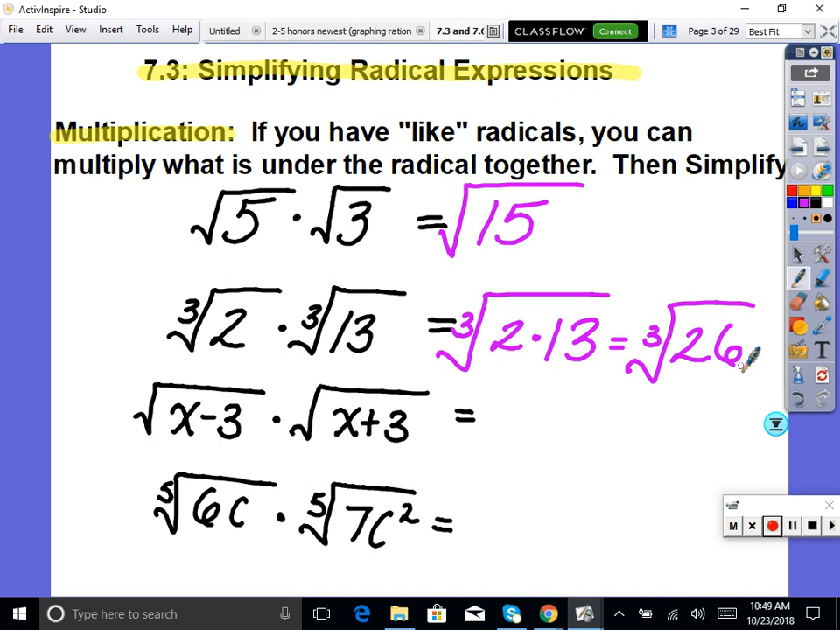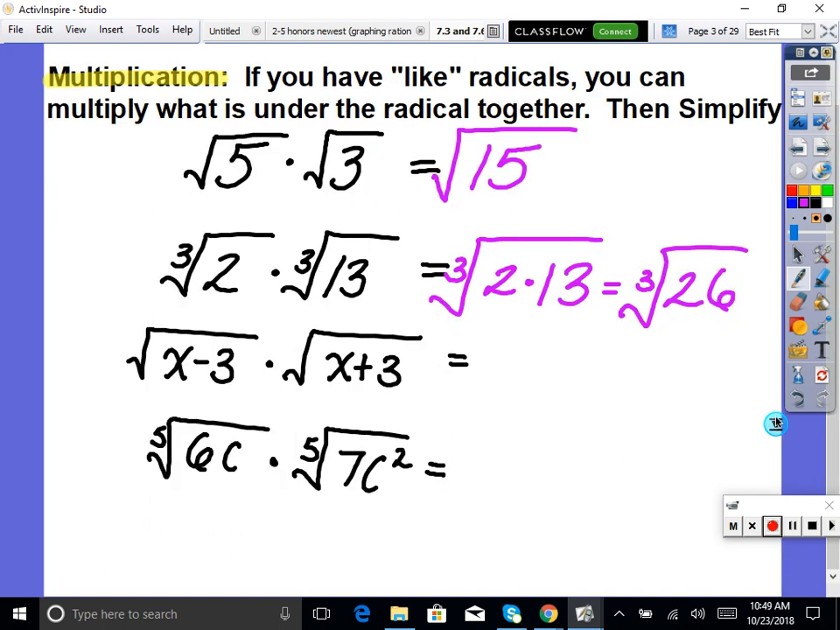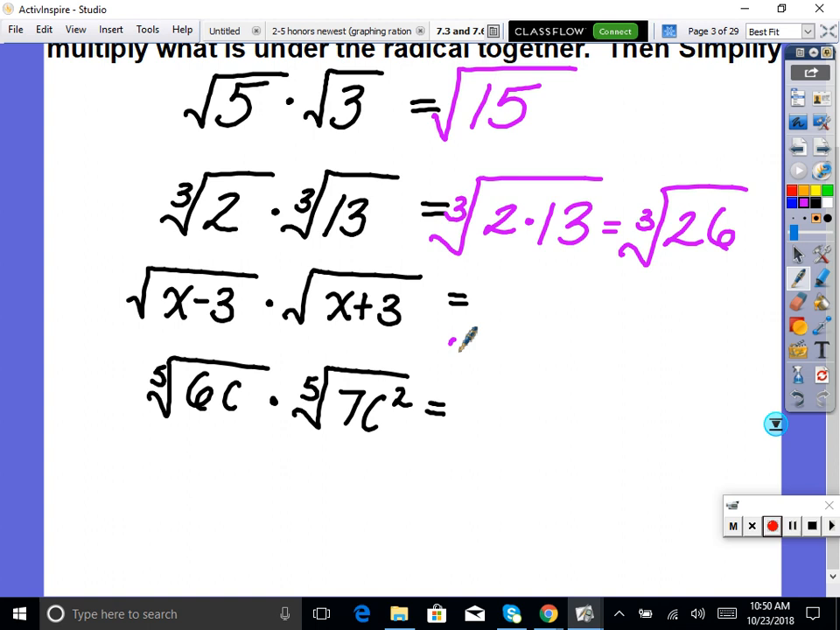Looking at this one, square root, square root. So we can put them under the same square root. So we would have the square root of x minus 3 times x plus 3. Do you see how I'm putting in parentheses? Because I have 2 terms.